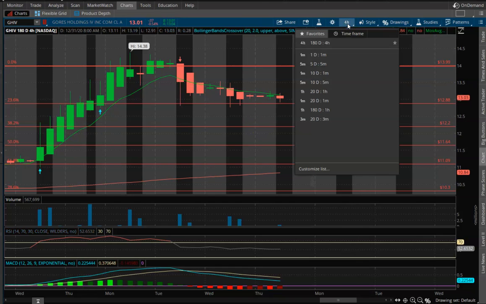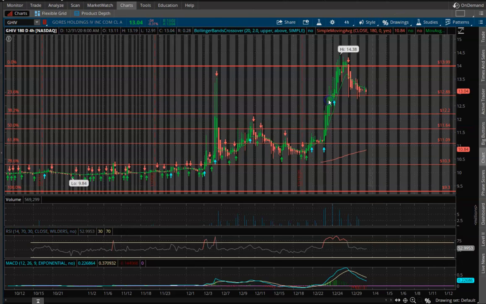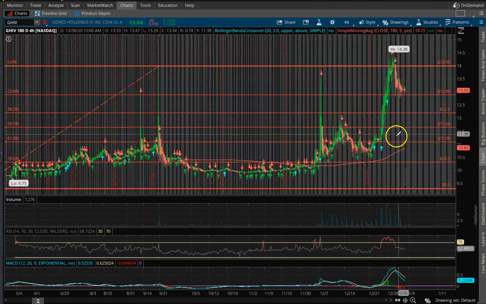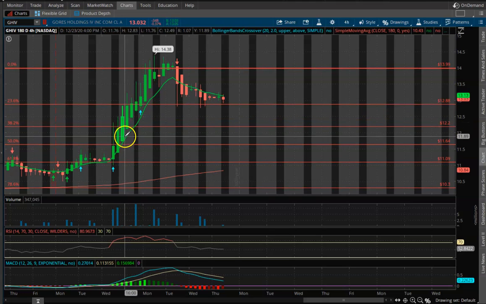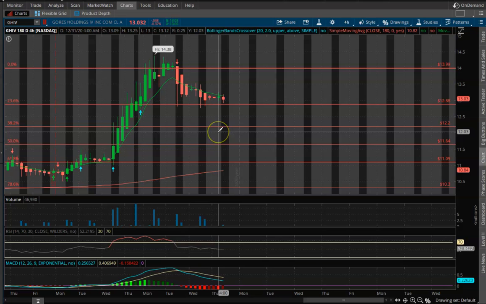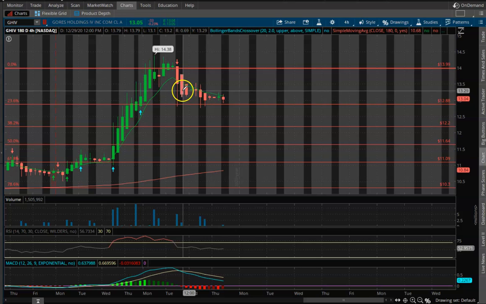So I'm on the 180-day 4-hour time period. If I change it to the 180-day 1 hour, it may look a little bit different, but it's going to basically show me over that particular time period the price strength. Anytime a green candle closes above the exponential moving average, that's a good sign of price strength. Anytime a red candle closes below that exponential moving average, it's showing me that the price action and the stock price is potentially weakening.